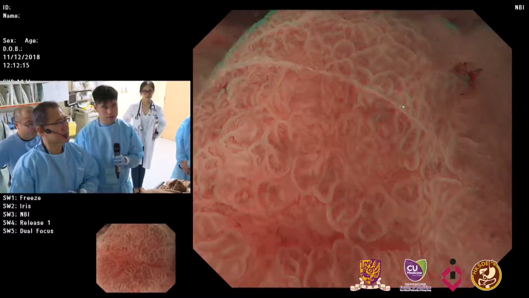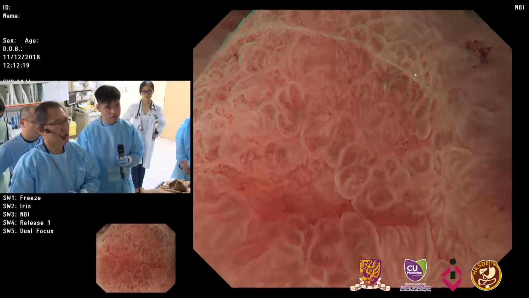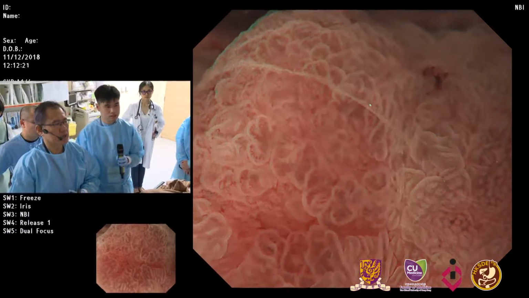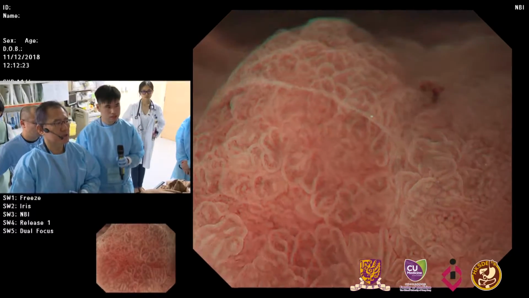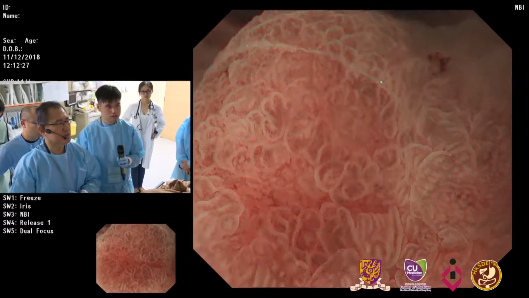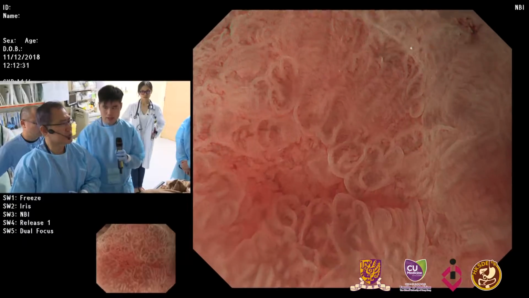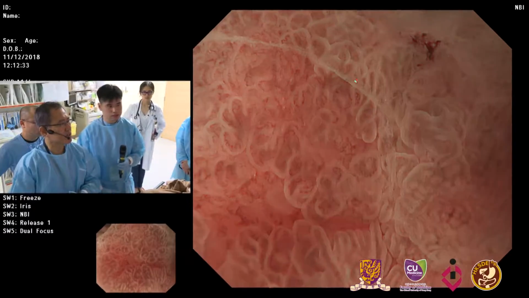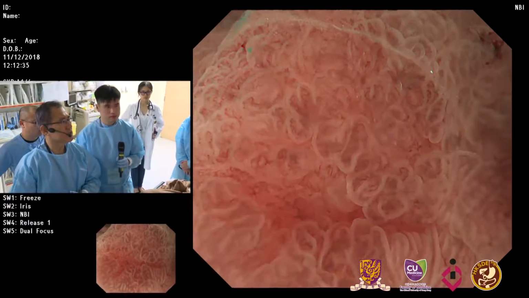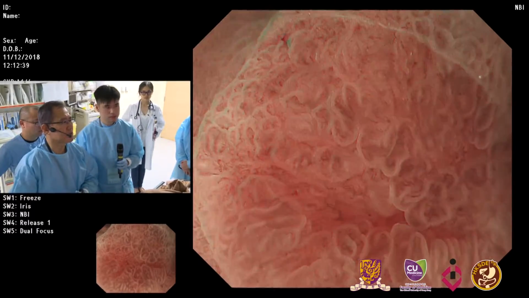So do you think any additional staining like acetic acid or indigo carmine is helpful, or is it just enough using NBI? There is no additional effect to this finding. If you spray acetic acid, you can't assess the microvascular pattern, which is more sensitive and specific for the diagnosis. So this should be enough, and there is no additional method so far.